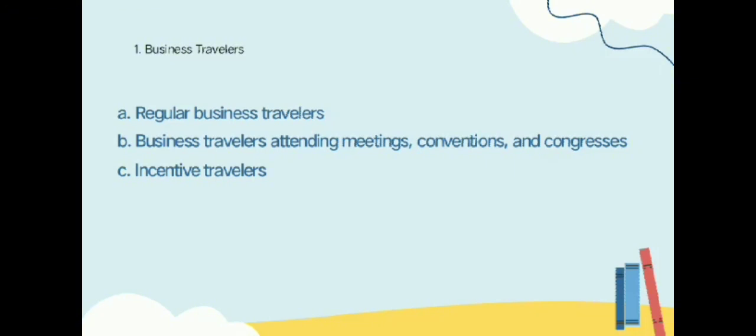Next is the business travelers attending meetings, conventions, and the congress. So an example of this are those people who travel because they attend meetings or conventions for their business. So next is the incentive travelers. So when can we say that a person is an incentive traveler? We say incentive travelers if the person is rewarded by the company.